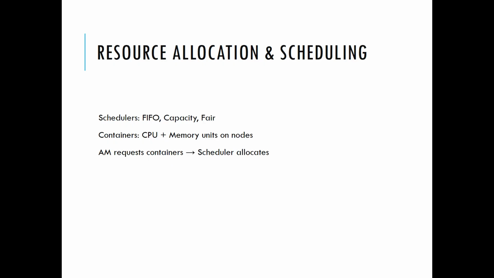This is the Resource Manager's primary function, allocation and scheduling. The scheduler allocates resources, packaged as containers, which are logical bundles of CPU cores and memory on specific cluster nodes. The process begins when an application master requests containers for its tasks. The scheduler then makes allocation decisions based on its policy, be it FIFO, Capacity, or Fair, and the available resources in the cluster. It's a continuous cycle of requests and allocations until the job completes.